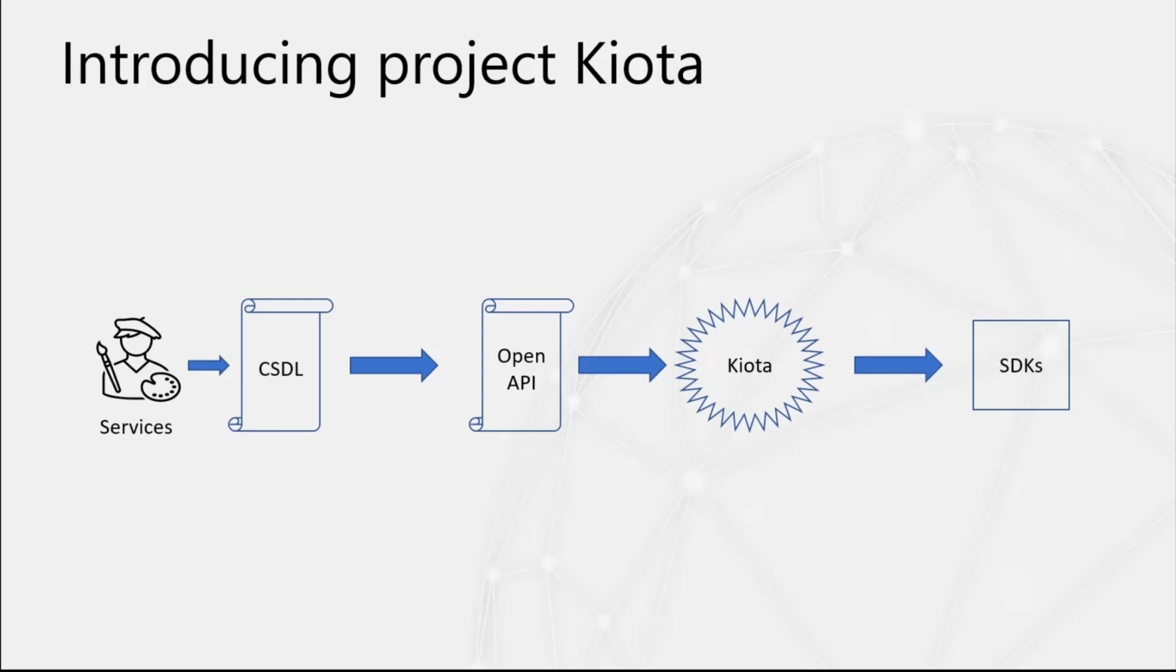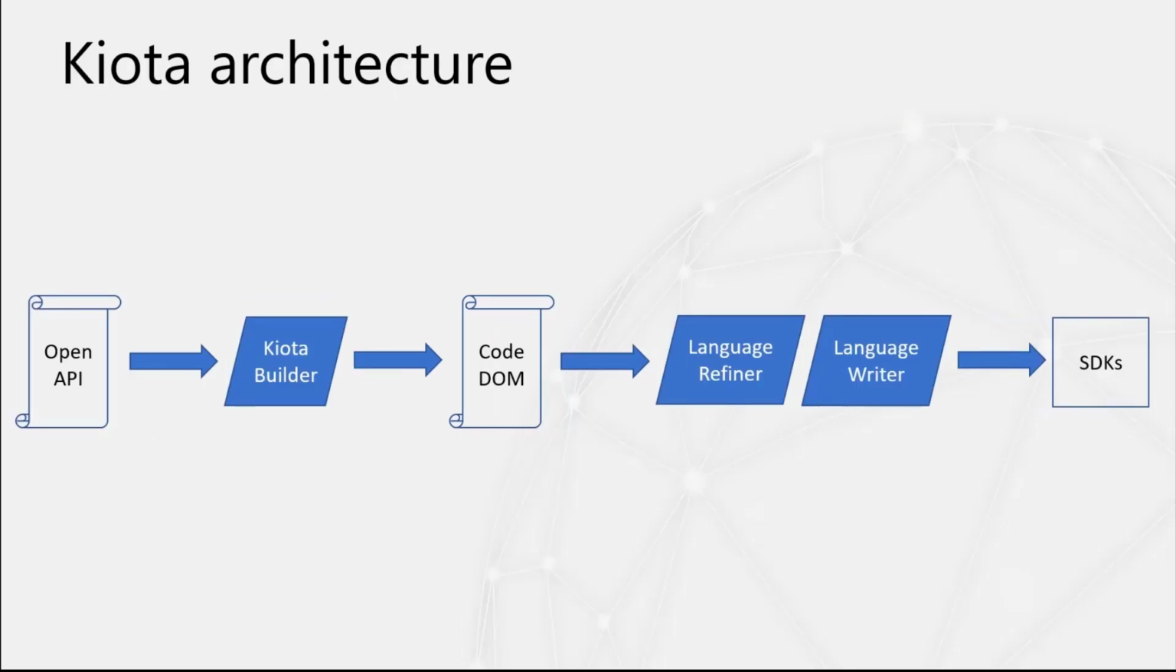Once we have that OpenAPI document, we feed it into Kiota, which I'm going to show you in just a few minutes, and we use that to generate SDKs. If we talk about the high-level architecture before we dive into the code, we have this OpenAPI document that comes in. Kiota has a builder, and that builder uses the OpenAPI libraries, parses the document, and generates a code dump.